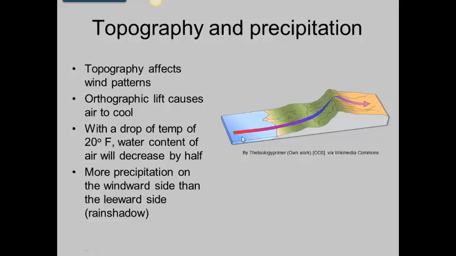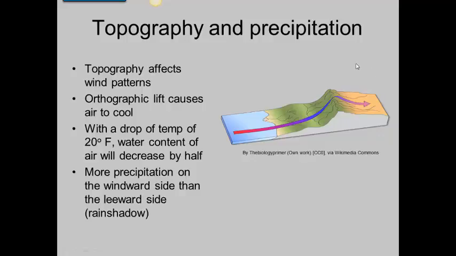So we've got relatively warm air coming off the ocean in this diagram. Orographic uplift causes it to rise and cool. And as we know, cold air can't hold as much moisture as warm air. So the moisture in that air mass as it cools is going to condense and fall as precipitation, either snow or rain, on the windward side of this mountain. On the other side of the mountain, we have what's called a rain shadow.